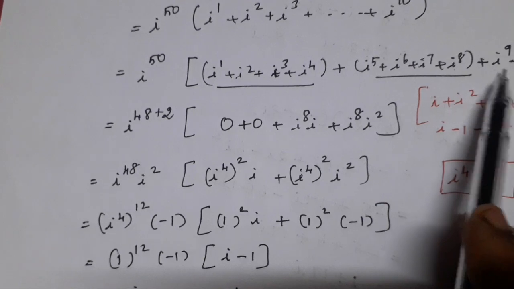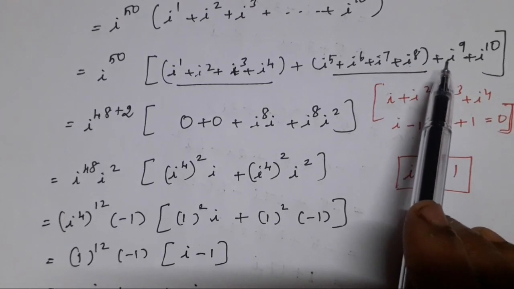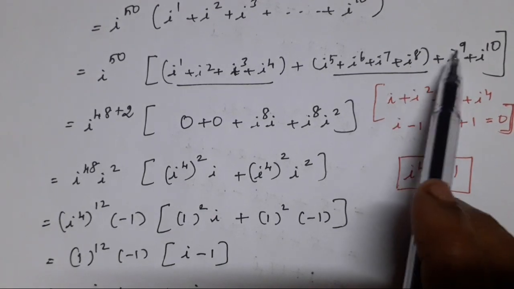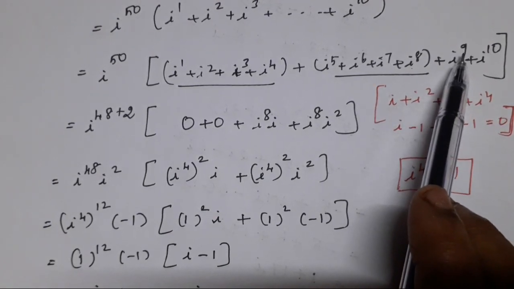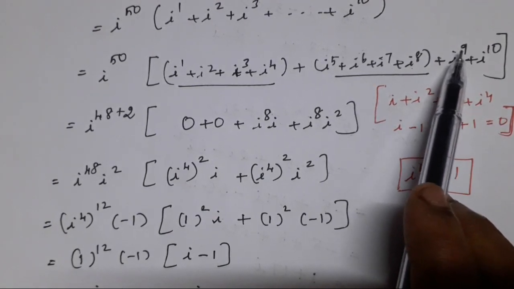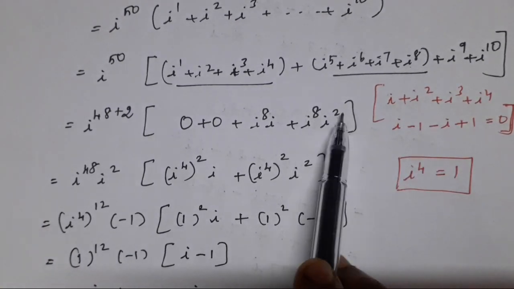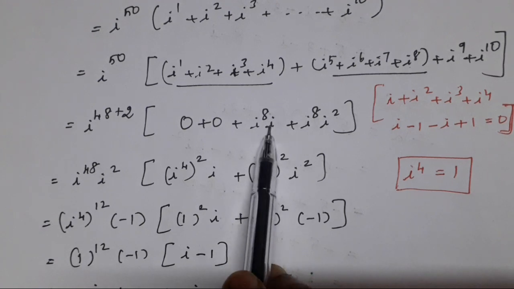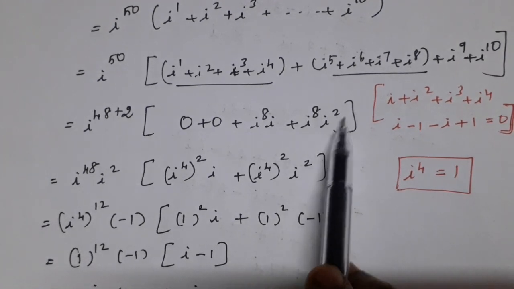The third bracket, how will you rewrite it? i power 9 is rewritten as i power 8 into i, because 9 is split into 8 plus 1, where 2 fours are 8. The 10 is 8 plus 2. So i power 9 is rewritten as i power 8 into i power 1, and here i power 8 into i power 2.